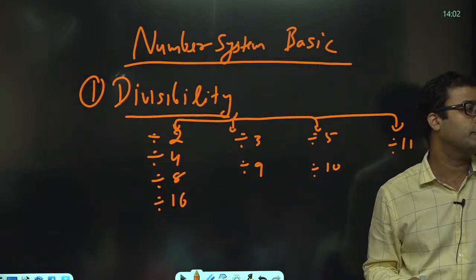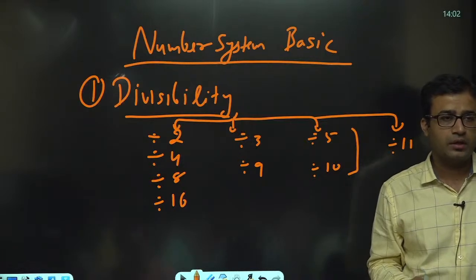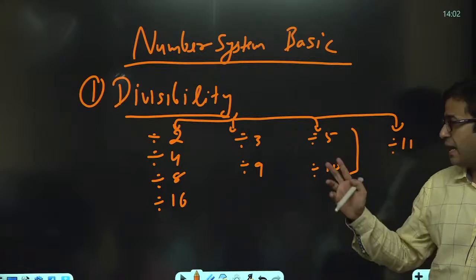The rule for 3 will help you for 9 also. 5 and 10 belong to the same family, so we will learn the rule of divisibility for 5, and that will help for 10 also. 11 is different.